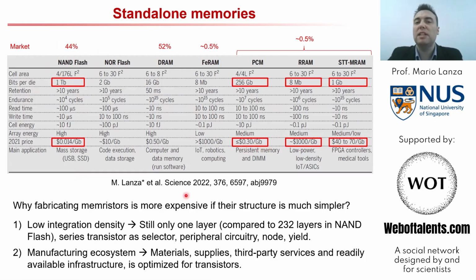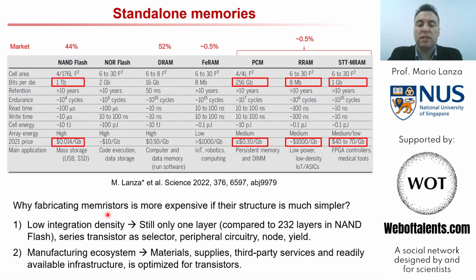This can sound a little bit counterintuitive because we have explained already that memristors are very easy to fabricate and they can be integrated in almost every microchip. Well, the main reason is related to the integration density. The NAND flash has already achieved over 200 layers, and also the memristors have the problem of a series transistor that needs to act as a selector and also to mitigate, to be used also as current limitation.